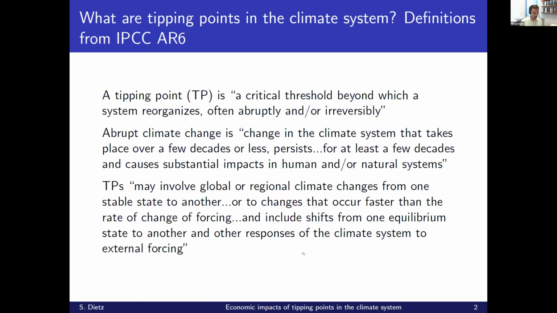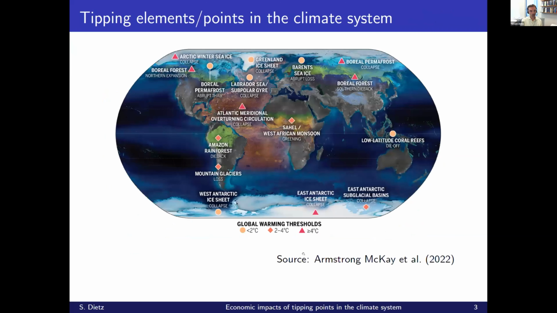So to make this a little bit more tangible, I can show you a well-known graphic from a review of climate tipping points in Science last year by Armstrong, Mackay and colleagues. You can see a number of tipping points, or more accurately, tipping elements in the climate system here. They broadly divide into 3 categories.